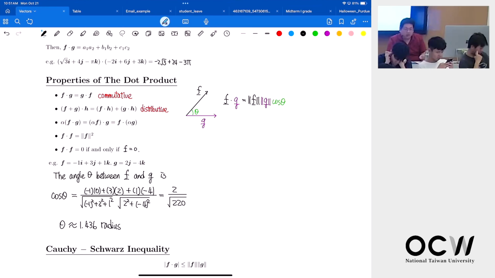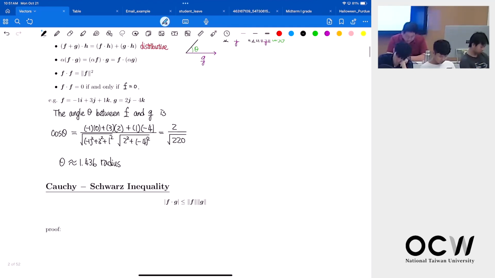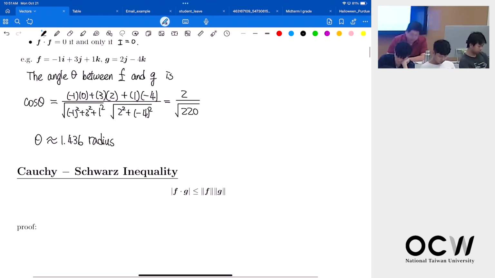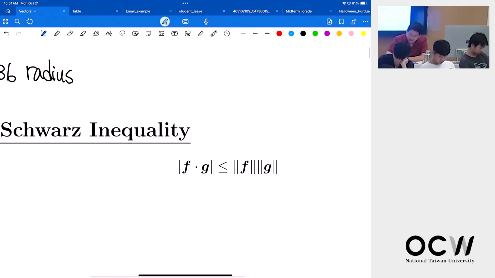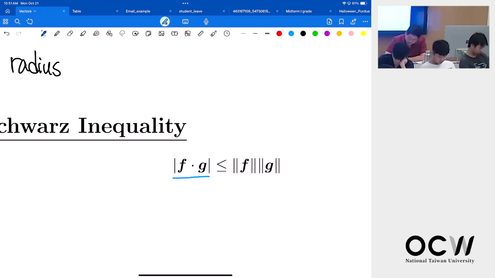Any questions for this one? Next, we are going to talk about the Cauchy-Schwarz inequality. For the Cauchy-Schwarz inequality, here is the expression. First, let's see the left-hand side. What is this? You see, I have bars. So it is like an absolute value, because inside this absolute value, it is a scalar, right? So this is the magnitude of the dot product of 2 vectors.